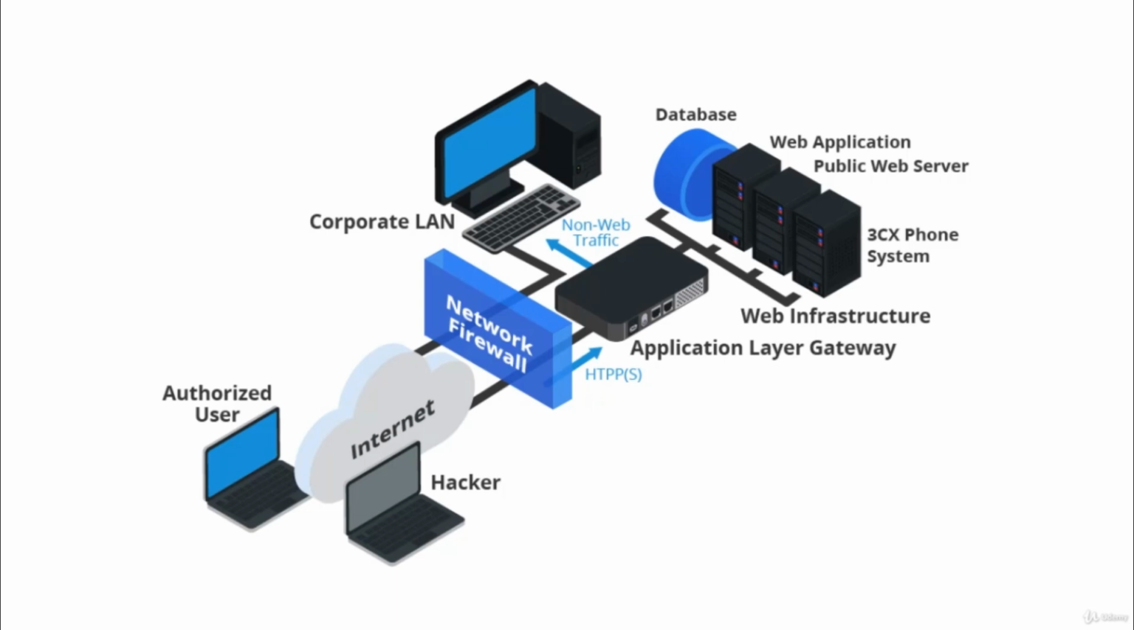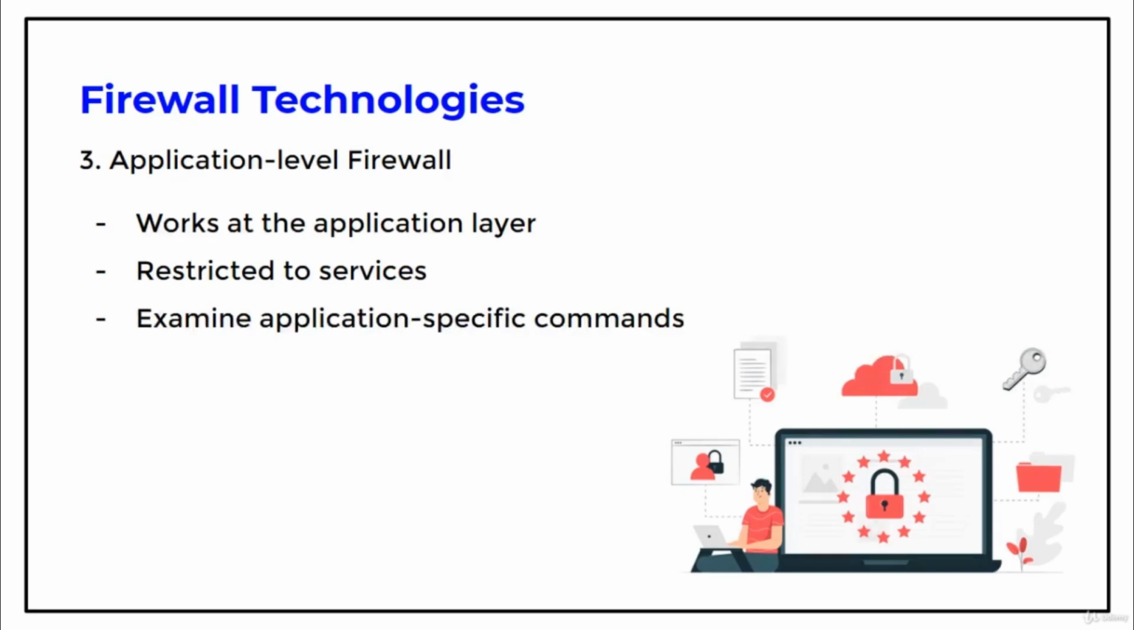It works in basically 3 steps. So the first step is user contacts the application gateway using a TCP application such as HTTP. Step 2, the application gateway asks about the remote host with which the user wants to establish a connection. It also asks for the user ID and a password that is required to access the service of the application gateway.